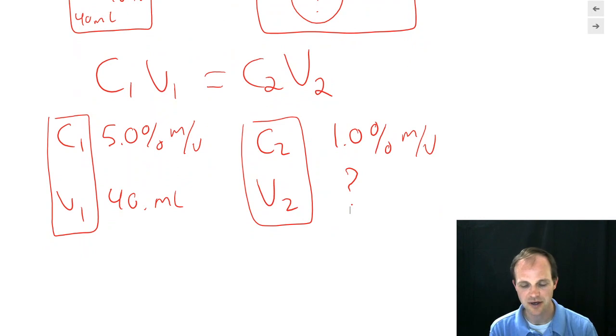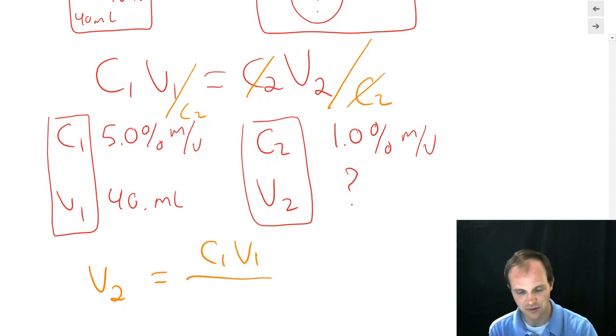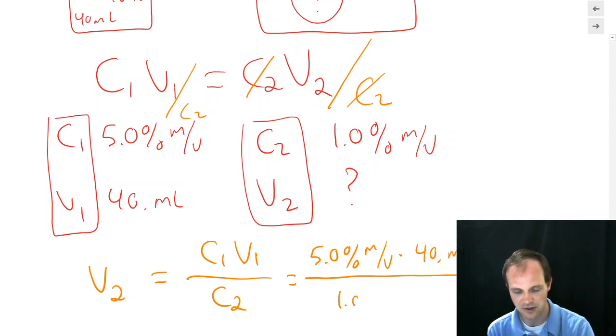Let's manipulate the equation first. We're trying to solve for V2. So we're going to divide both sides by C2. C2 cancels over here, and I get that V2 is C1V1 over C2. And then I can just copy those numbers from my table. I've got 5.0% M over V times V1, which is 40 milliliters, divided by 1.0% M over V.